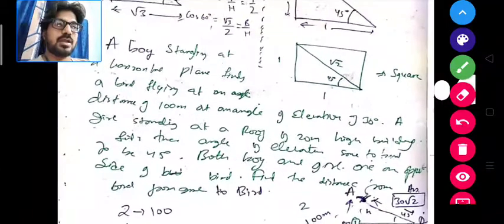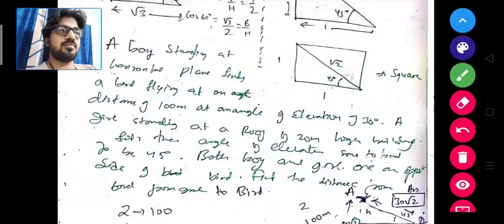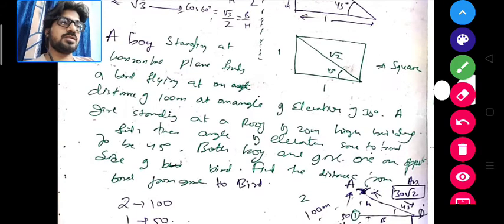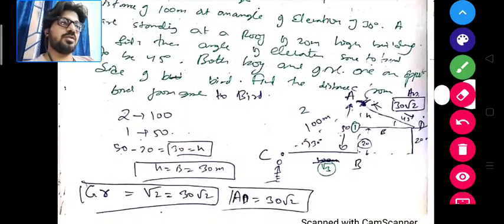A boy standing on a horizontal plane finds a bird flying at a distance of 100 meter at an angle of elevation of 30 degree. A girl standing on the roof of a 20 meter high building finds that the angle of elevation of the same bird is 45 degree. Both the boy and girl are on opposite sides of the bird. Find the distance from the girl to the bird. Okay, you have to find the distance.